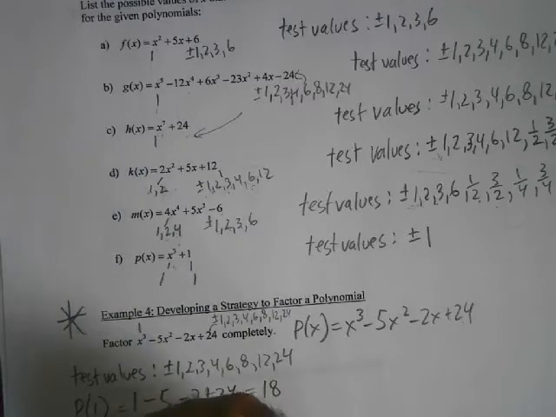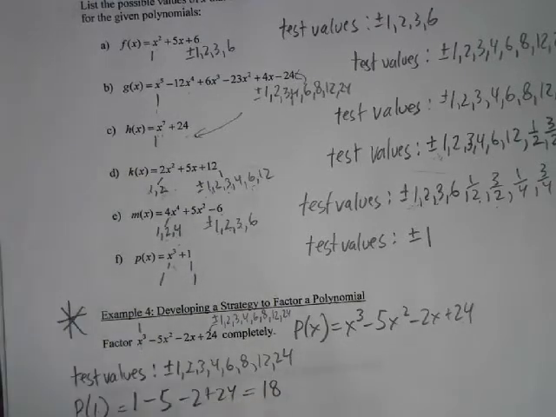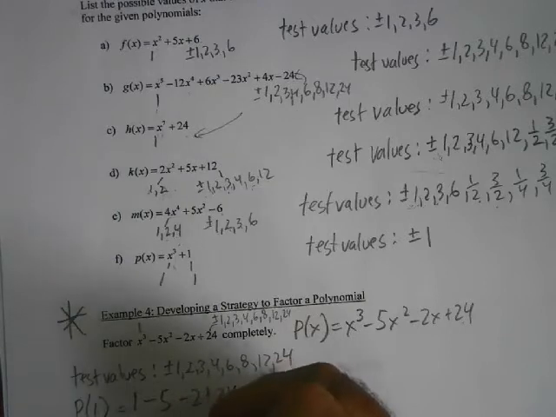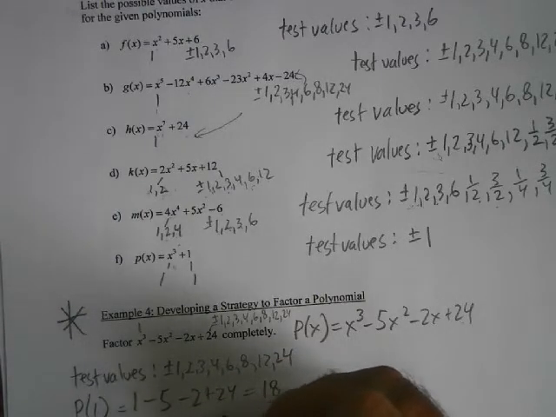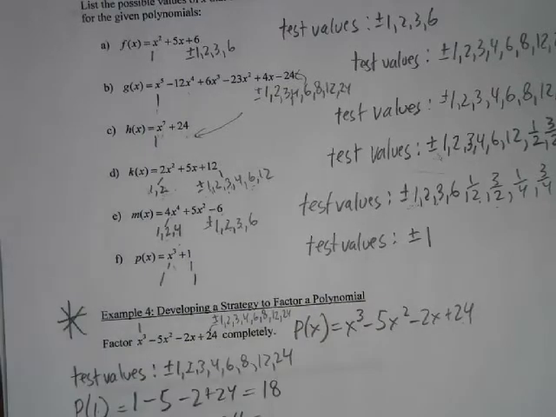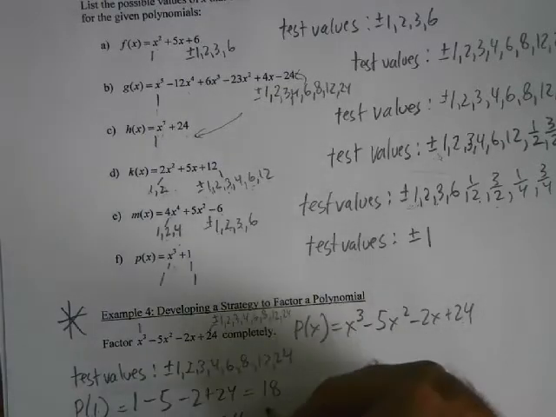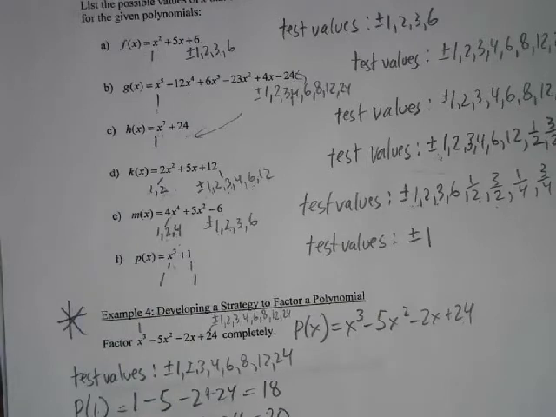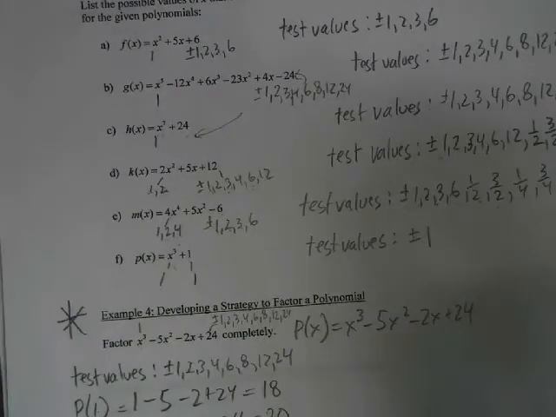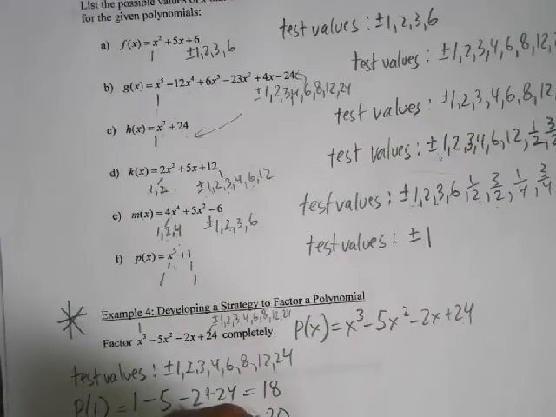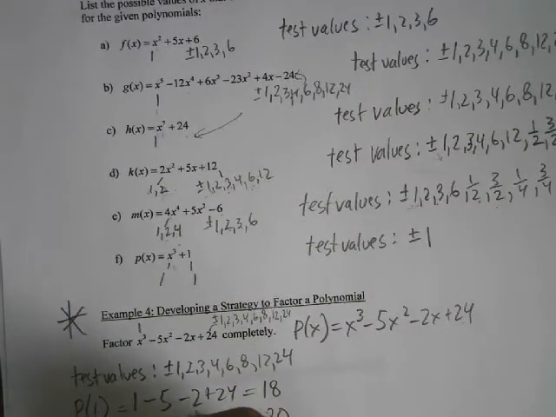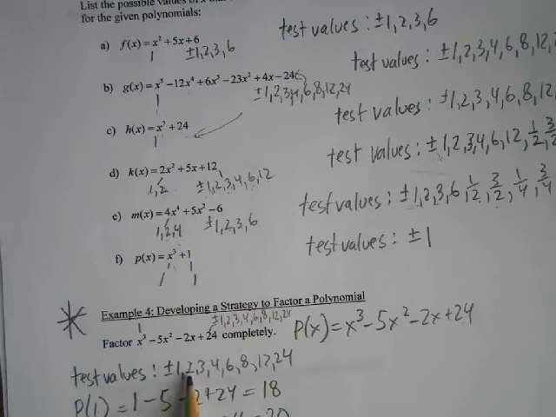So let's try p of negative 1. And I'll just write in the result here, negative 1 minus 5 plus 2 plus 24. Okay, and that's equal to 20. So again, that didn't work. A lot of times it does. It didn't this time. So we keep going. Let's try p of 2. So working our way through the list.